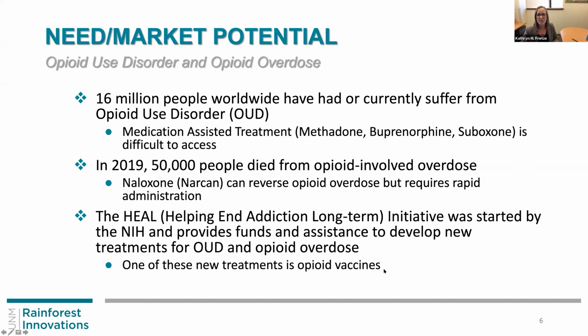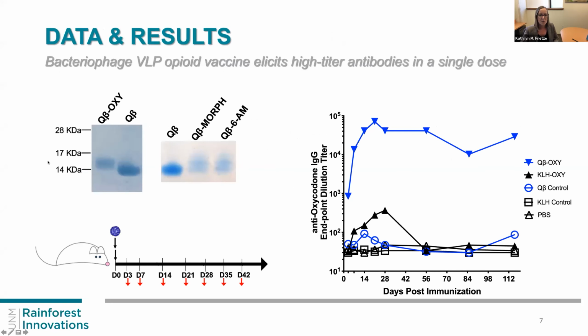And just also to mention, one of the research focuses that HEAL has is to help develop opioid vaccines. So there's a lot of interest in the country for developing vaccines like ours. I just wanted to show a little bit of data. So I mentioned that we really think that our vaccine has an opportunity to prevent overdose and also can help individuals who experience or suffer from opioid use disorder.